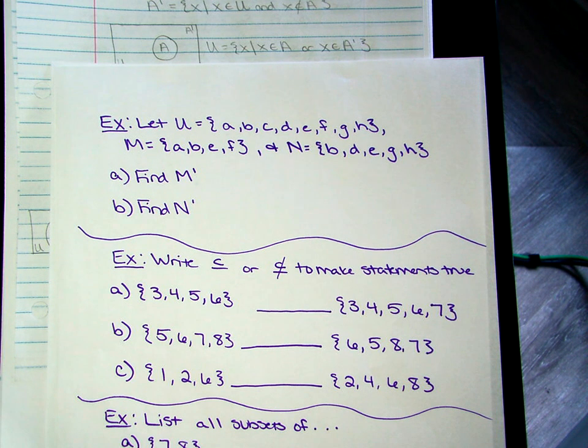This is an example just like one that's in the homework problems. That's why I like to do them. It says, let our universal set be the set of A, B, C, D, E, F, G, H. So like the first half of the alphabet pretty much. We're going to let M be the set A, B, E, and F. And we're going to let N be the set B, D, E, G, and H.